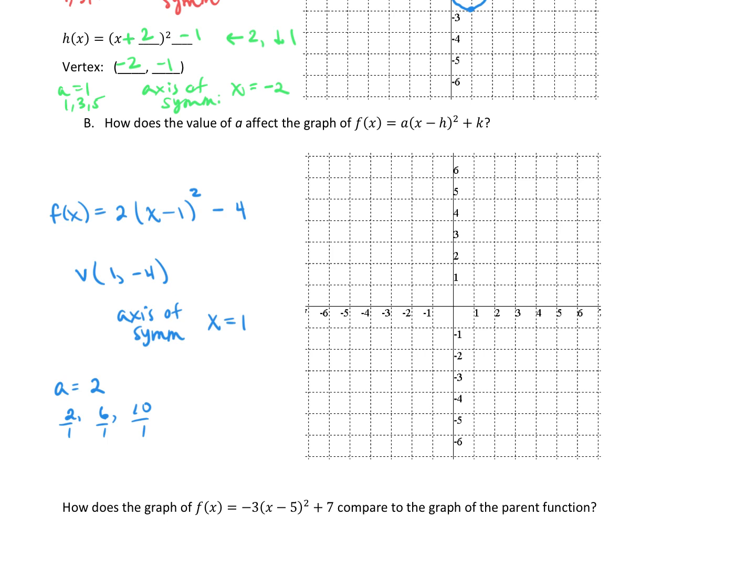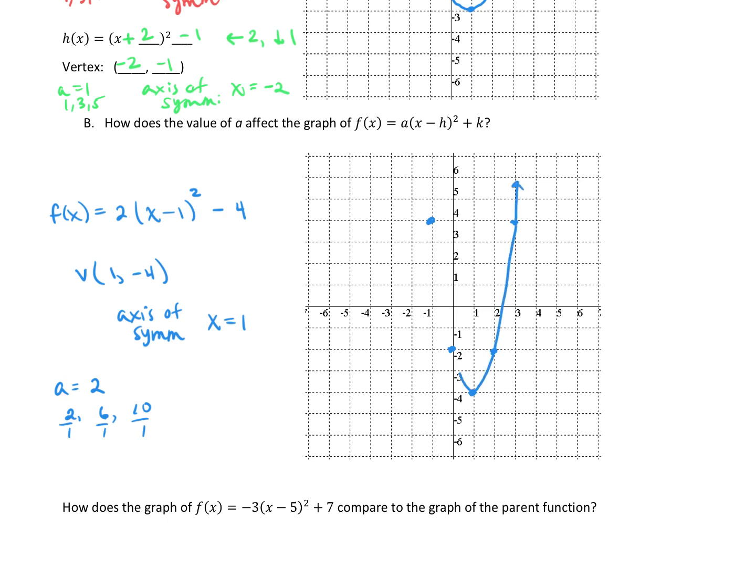The vertex is 1, negative 4. And now we're going to do our 2, 6, 10 pattern. So up 2 to the right 1, up 6 to the right 1, and then up 10 to the right 1 is off the graph, so we can't fit that one on. Then let's get the same points on the other side. We'll go ahead and draw this in.